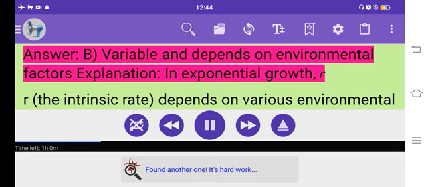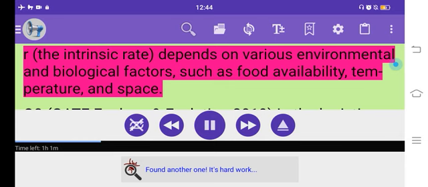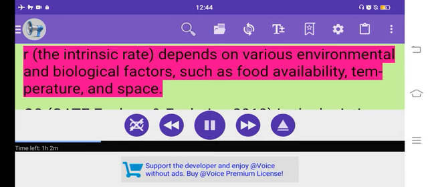Answer: B. Variable and depends on environmental factors. Explanation: in exponential growth, the intrinsic rate r depends on various environmental and biological factors, such as food availability, temperature, and space.